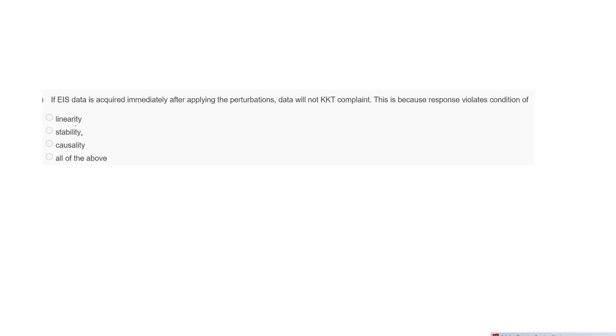This is stability, I think. Yeah, it is already stability. It is the type of question asked in the previous session. Yes, so it is not stable. That's why it's not KKT compliant.